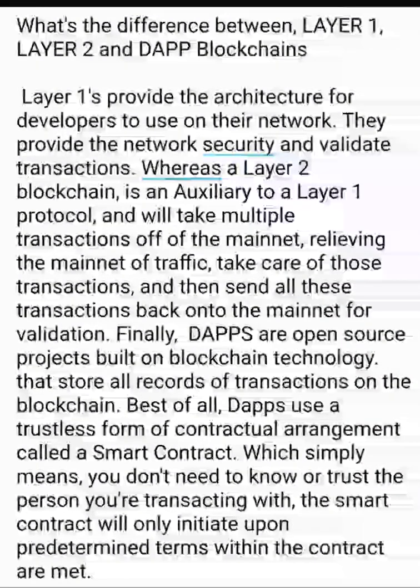In this video, we're going to talk about the differences between Layer 1 protocols, Layer 2 protocols, and decentralized applications. So Layer 1s are the main blockchains, such as Bitcoin and Ethereum. They have the base architecture that other projects can use to build upon.